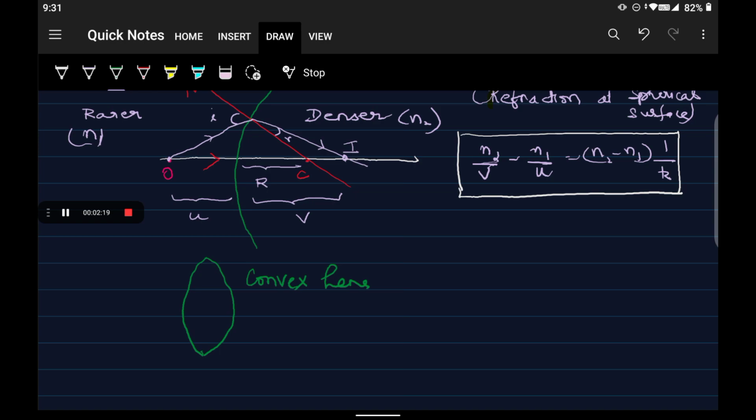Here, hope you have gone through everything about lenses, convex lens, concave lens, the rules to draw the ray diagram, and image formation by convex and concave lenses. All these should be revised at this stage. Already you would have done this in your class 10. Just revise it and come back to this derivation. So now our main aim is refraction through a convex lens.